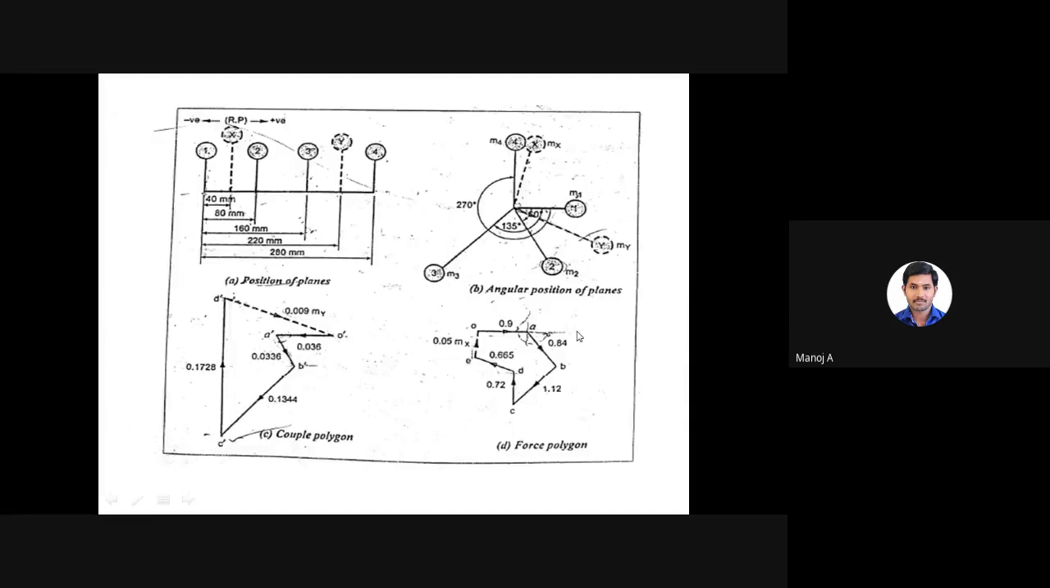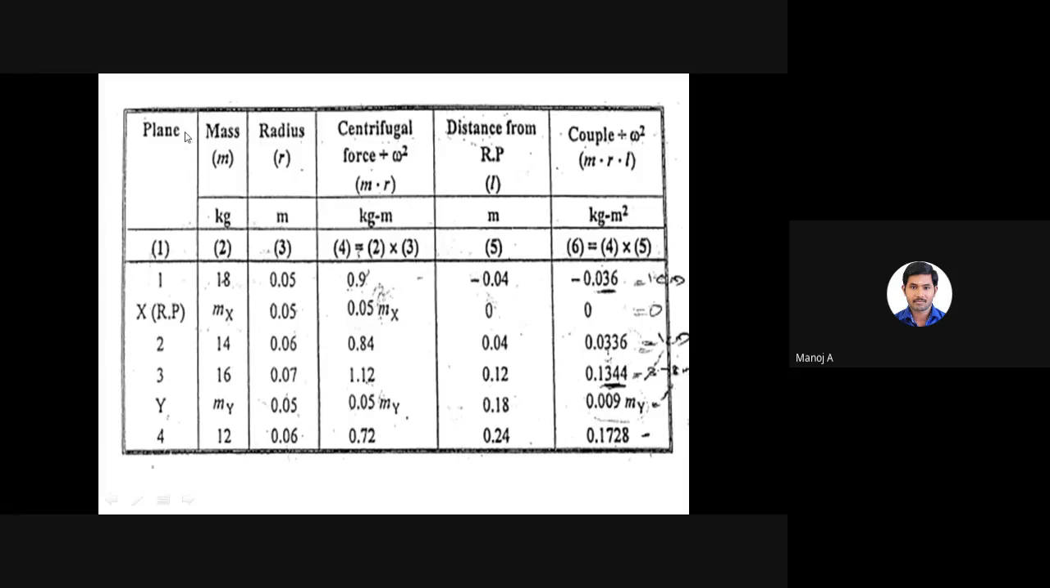So we have to dynamically balance between 1 and 2 and midway between 3 and 4 masses. Determine the magnitude of all masses. So you have to find out the magnitude of masses. These are the things given: the position of planes and the angular position. Also in the table, for 1, 2, 3, 4, and x and y masses, you have to find out mx and my.